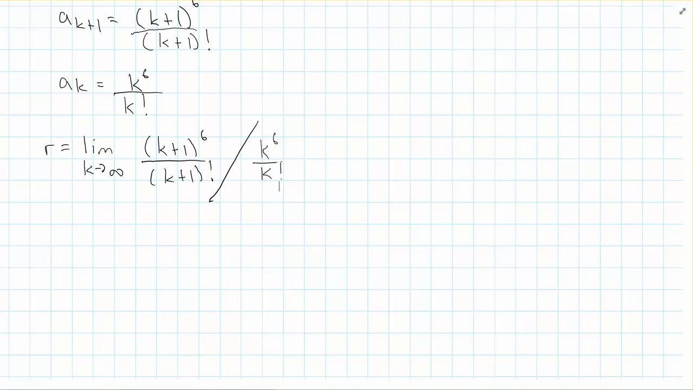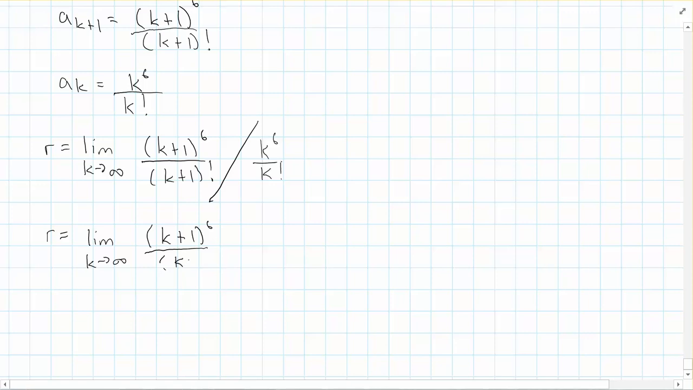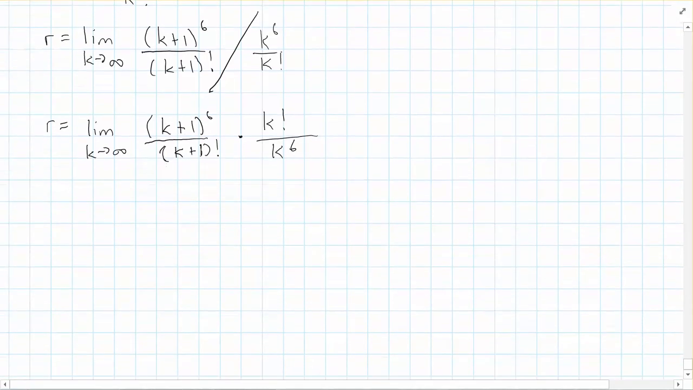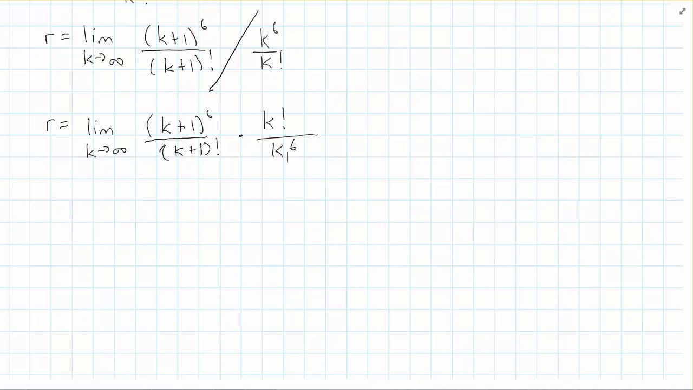Now what we want to do here first is simplify this. So I'm going to write this as the limit as k goes to infinity, and I'm going to write this not as a division, but as multiplication. So I've got (k plus 1)^6 over (k plus 1) factorial, times k factorial over k^6, because when you're dividing, of course, you flip and multiply.